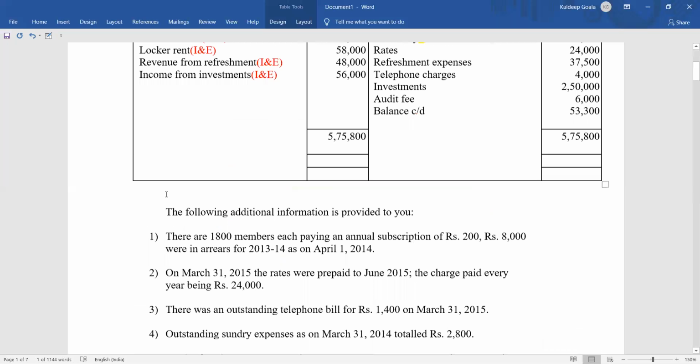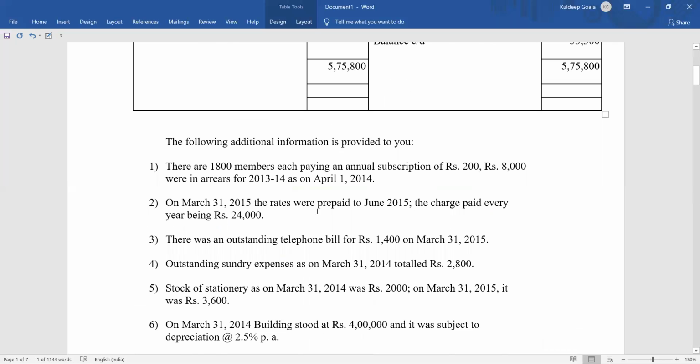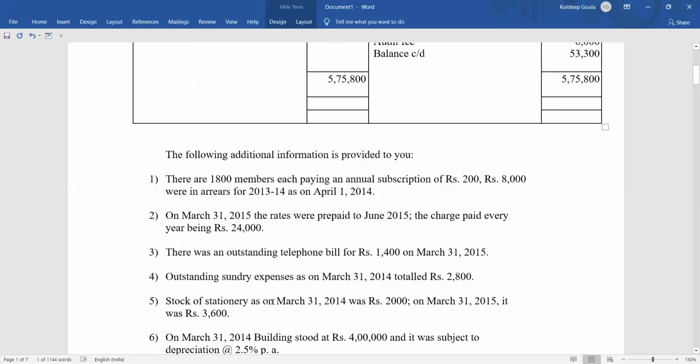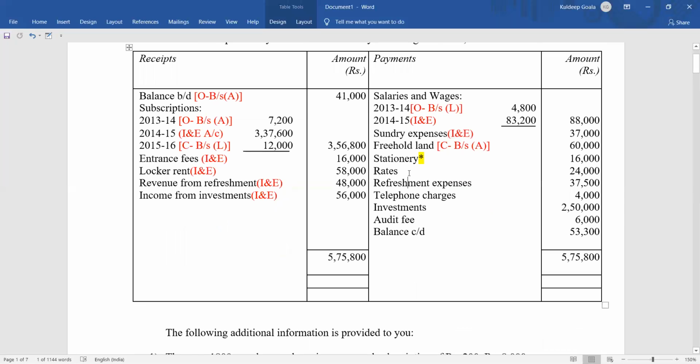Is there any information? There are 900 members. Stationery. No, there is nothing about the rates. So since there is no information about the rates, it will go in the income and expenditure account expenditure side. Now coming to the next one, refreshment expenses. So that will also go in the income and expenditure side.